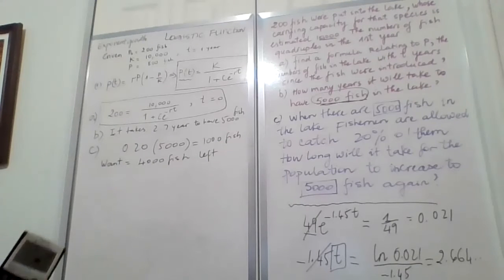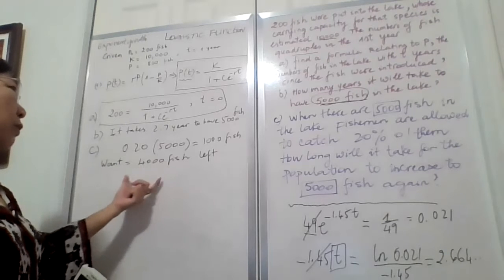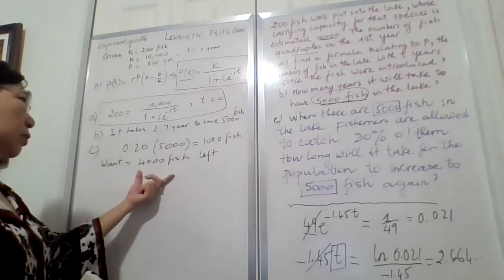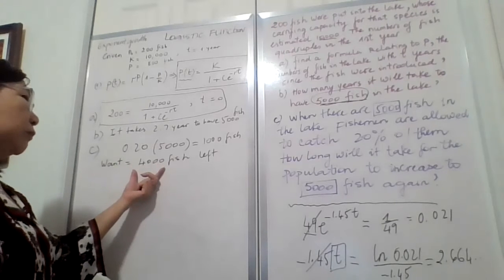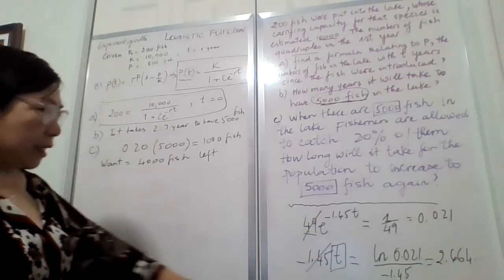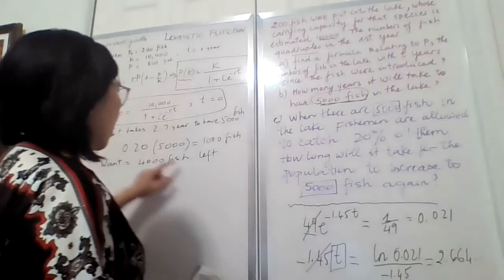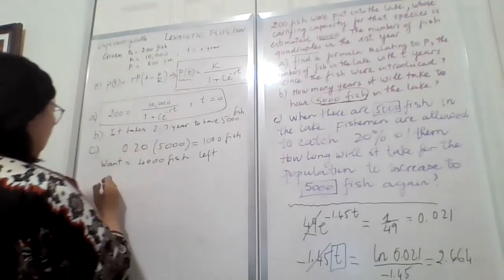Now, this is a little bit tricky, but not too bad. If we know the formula, all we have to do is figure out how long for the fish to go up to 4,000, right? And then we know that it takes them 2.7 years to go up to 5,000. So let's figure out 4,000, okay?